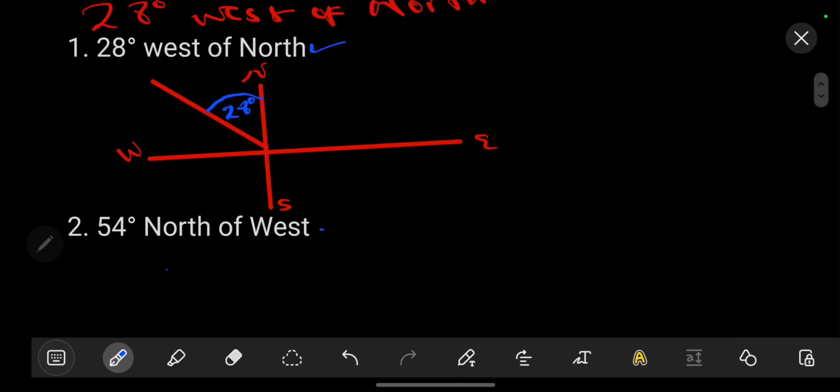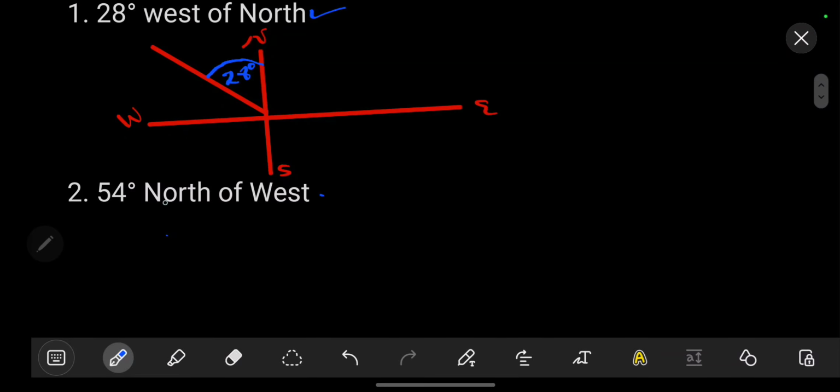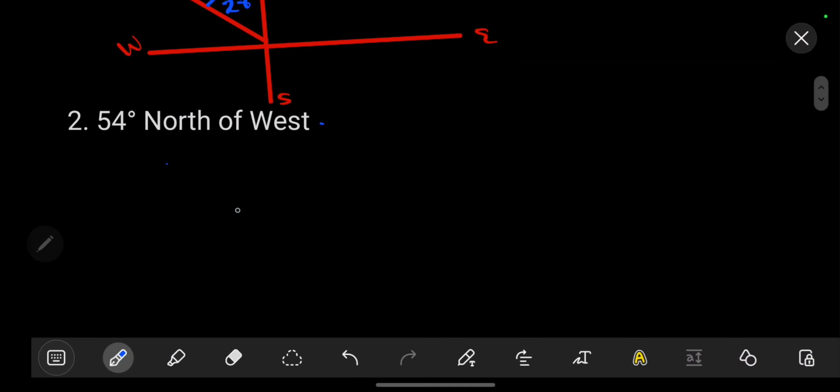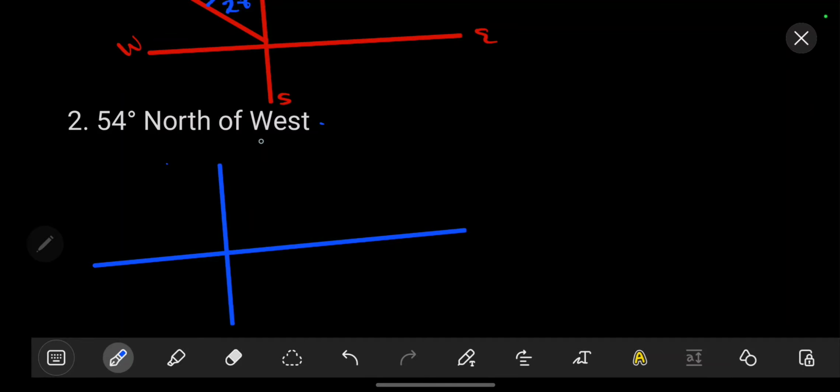So let's look at our second one. Let's say we are looking at 54 north of west. This simply means we are going to have our Cartesian plane like that. Then we are going to draw north of west. It means go up while going to your left. So the vector will look something like this.